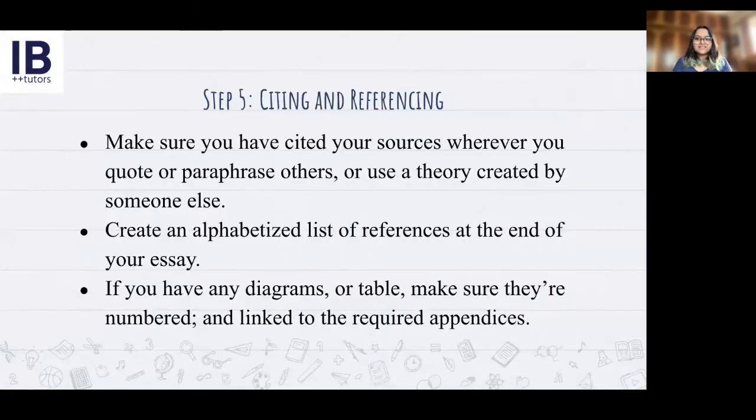And finally, the last step, citing and referencing. Ensure that wherever you've referred to someone else's idea through a quote or a paraphrase, or even just brought up a theory or a concept that someone else coined, make sure that the original author of that source is cited and you have a complete reference to it at the end in your bibliography. Make sure that your references are in alphabetical order. And if you have any diagrams, charts, graphs, tables in your essay, make sure that they are numbered and linked to the required appendices, if applicable.